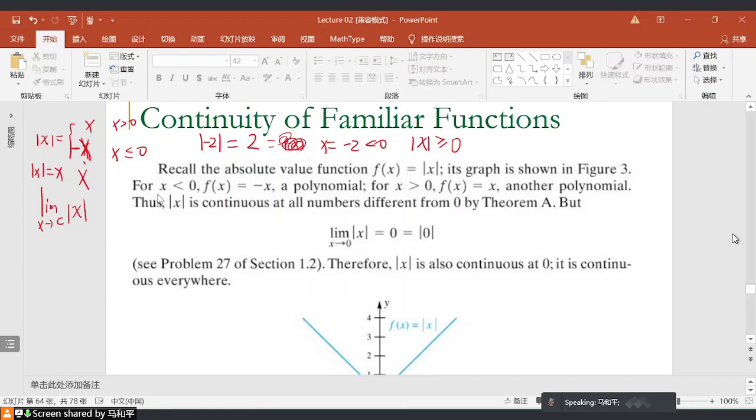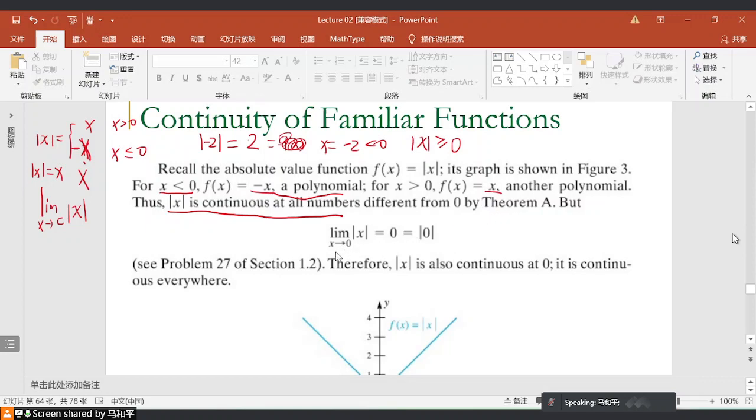And we know x is less than 0. This is minus x. We know this is a polynomial. For x greater than 0, this is x. It's another polynomial. A polynomial function is continuous at every point. Thus, the absolute value of x is continuous at all numbers different from 0 by theorem A.